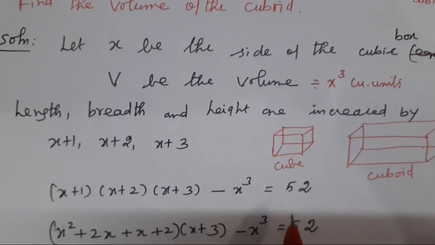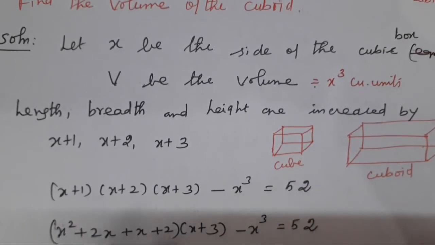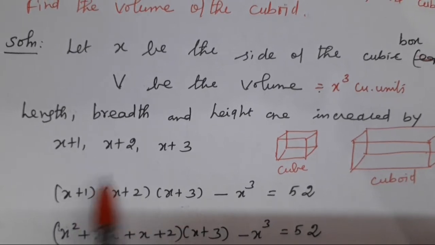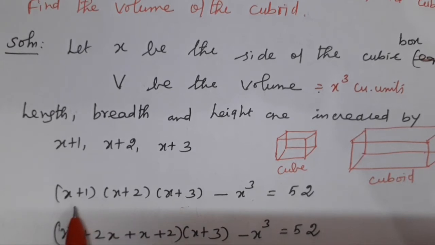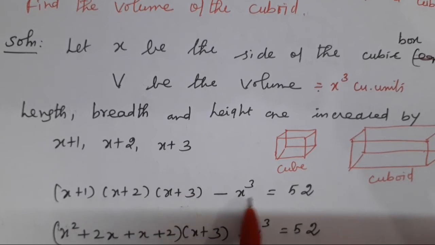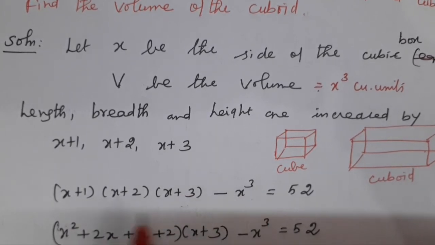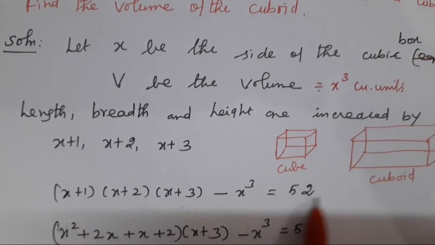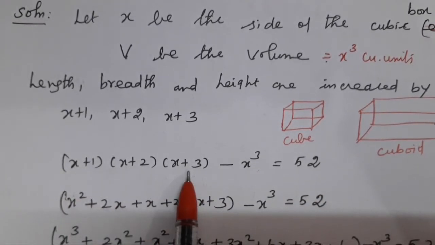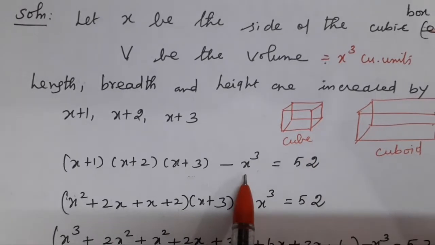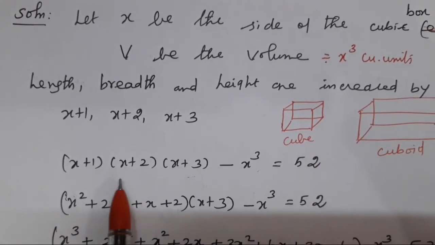See, what is the increased volume? The increased volume is 52. This is the volume of the cuboid minus the original volume. The cuboid volume is x plus 1 into x plus 2 into x plus 3, and the original volume is x cube. Subtracting the smaller from the bigger gives 52 cubic units. So x plus 1 into x plus 2 into x plus 3, minus x cube, the original volume of the cube, equals the increased volume, 52.